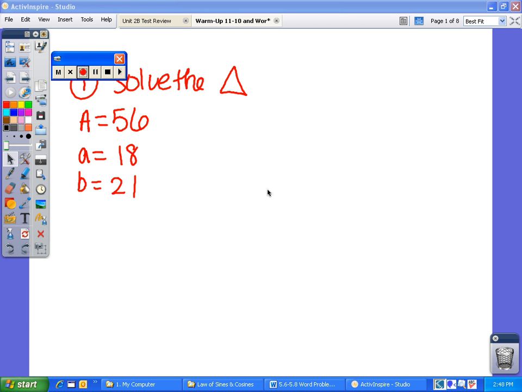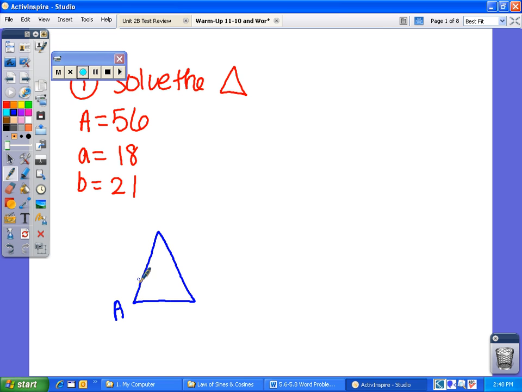Alright, the first example that I gave you as a warm-up said solve the triangle. So the first thing you should always do for yourself, not so much for points, but for yourself, is draw the triangle and label it so that you'll know where everything goes.